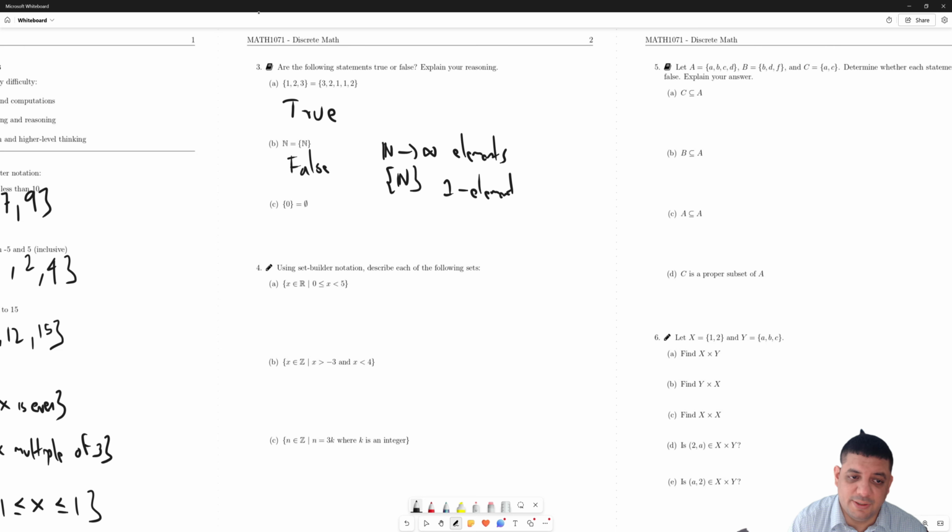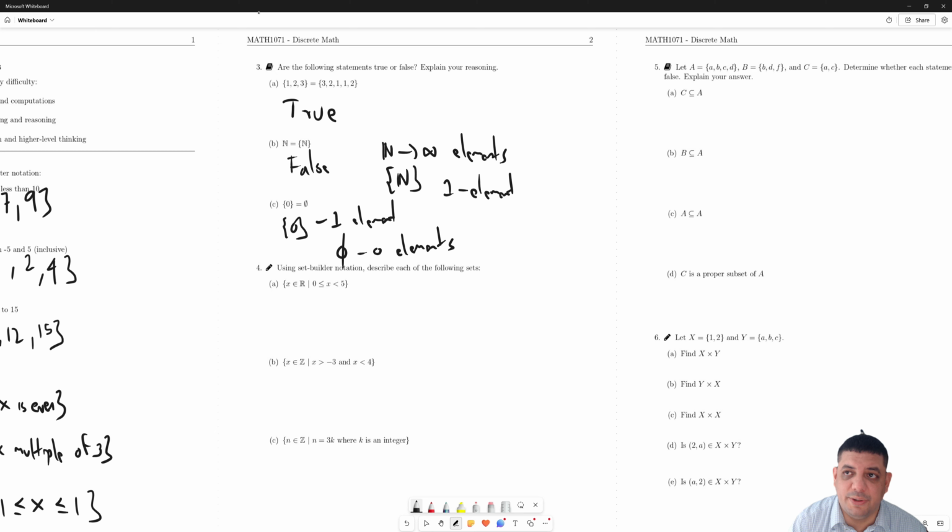Here you're using the set as an element. Is the set of 0 equal to the empty set? No. The set of 0 has one element, while the empty set has 0 elements. Okay, so you gotta be careful with this.